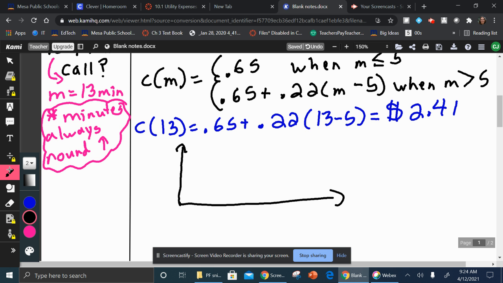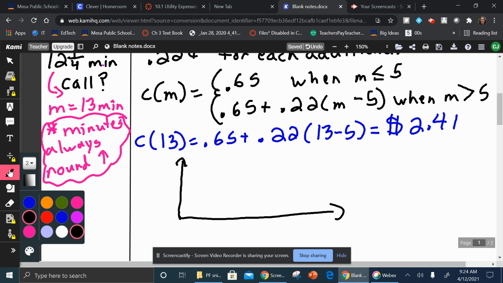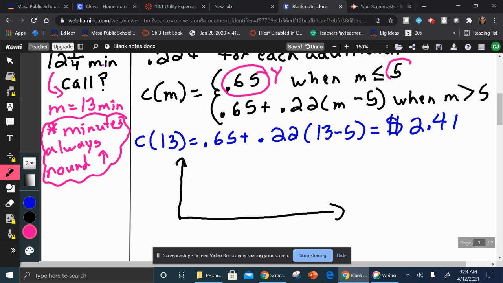Okay. If I needed to graph this, everybody, so if I'm going to do a graph, okay, so our Y value, everybody, is going to be our Y value is 65 cents. Our X value is 5. Okay. So 1, 2, 3, 4, 5. Okay, so this is the time. This is the cost. So C.